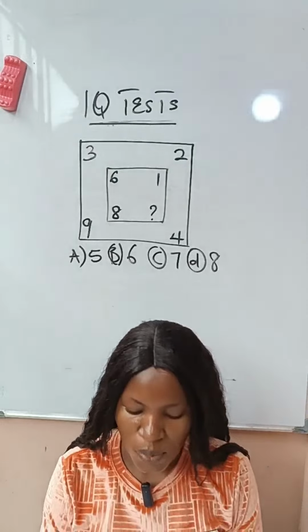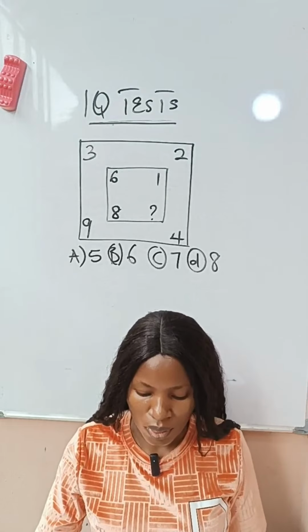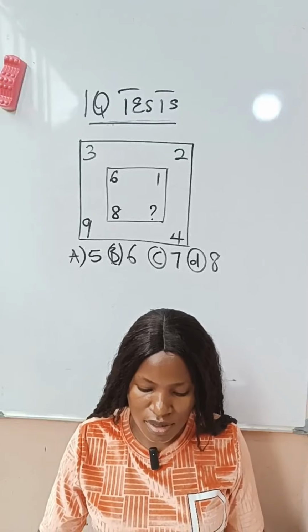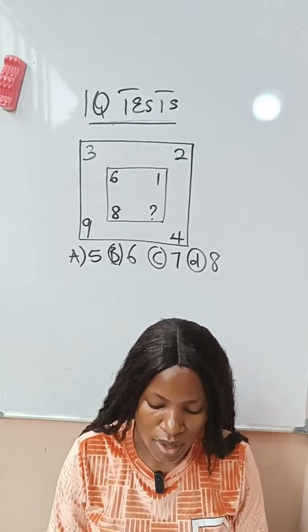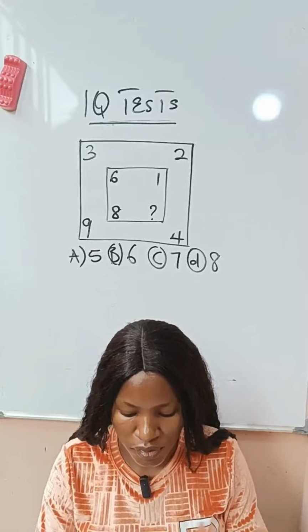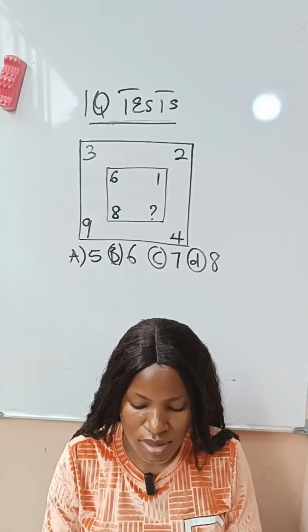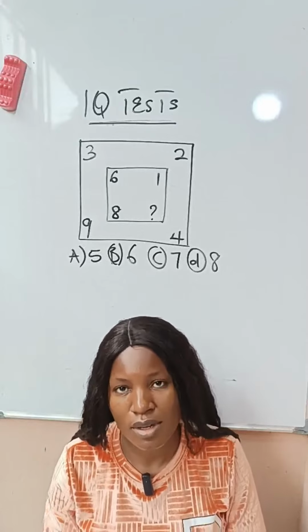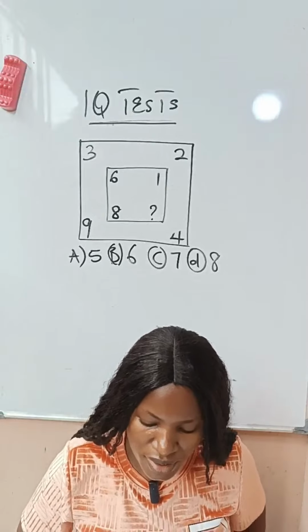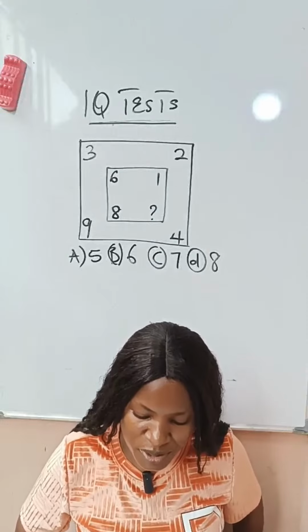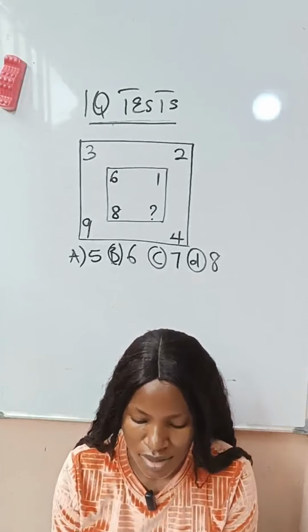Okay, so what do you think is the answer? What is the missing number? We have 3, 2, 9, 4 in the first square. We have 6, 1, 8, and then a missing number in the second square. What do you think the missing number is? Alora says it's 7. Okay, Alora, you have changed your mind.